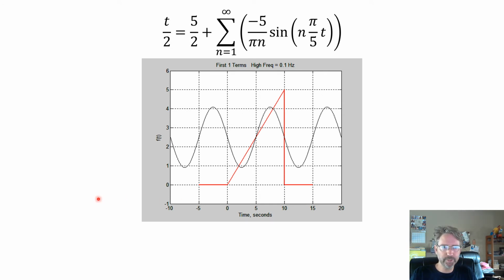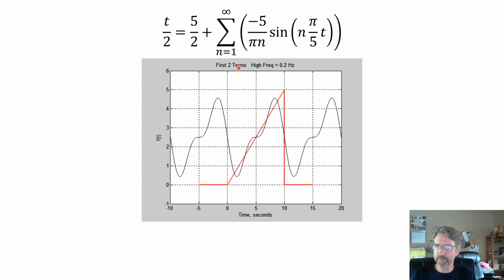This is just showing another way to see how many terms you need to keep. Another way is to include terms until it looks pretty good. Here is our original function, t over 2 in red, and here is the Fourier series with just one term plus the constant, so n equals 1. And it's a sine wave, and it's actually not too far off here in the middle, but it can't get the corners. The corners are hard to do with sine waves.